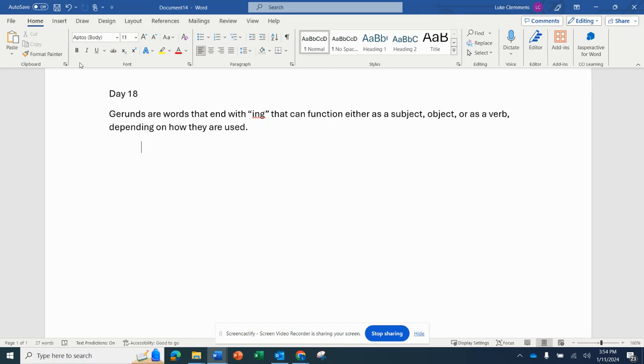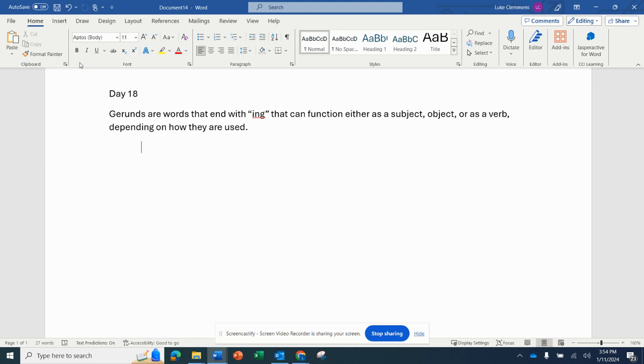We're going to be talking about something called gerunds, and that's gerunds with a G. Gerunds are words that end with ing that can function either as a subject, object, or as a verb, depending on how they're used. Okay, they're pretty flexible. But to be honest, that's really the situation with just about any word in grammar.